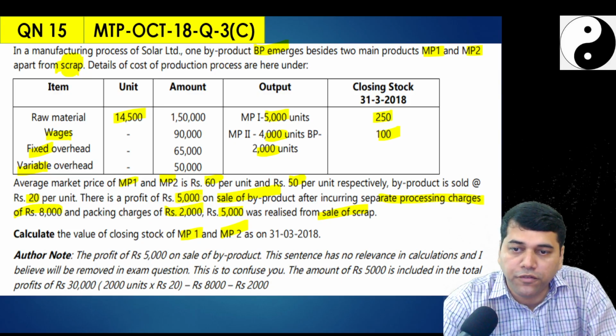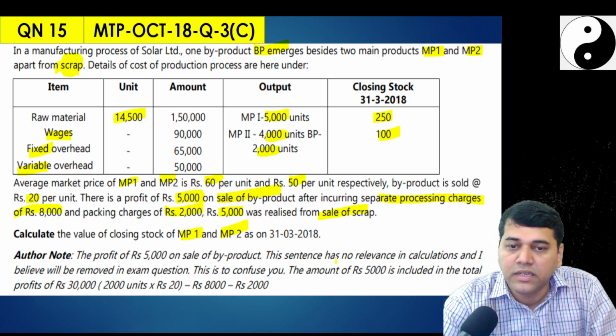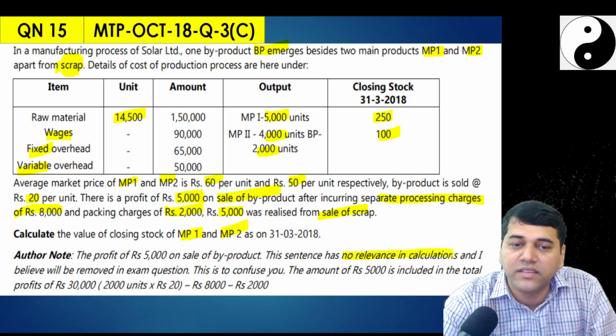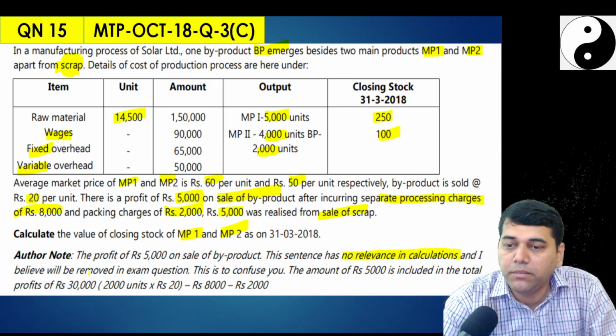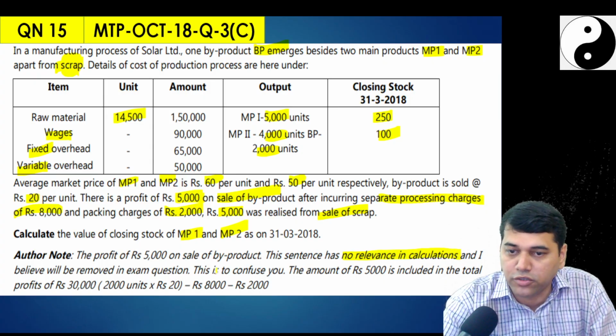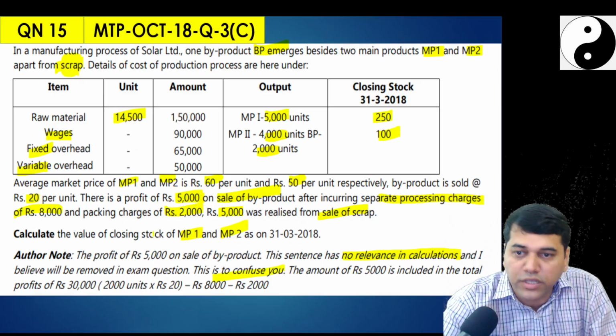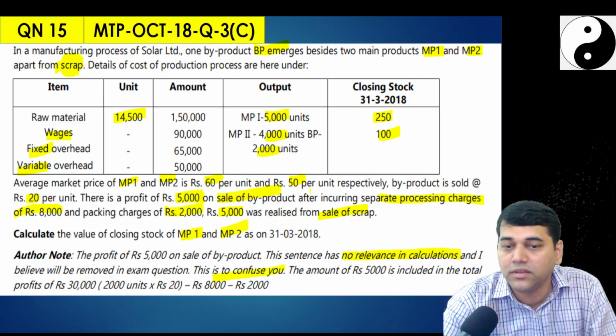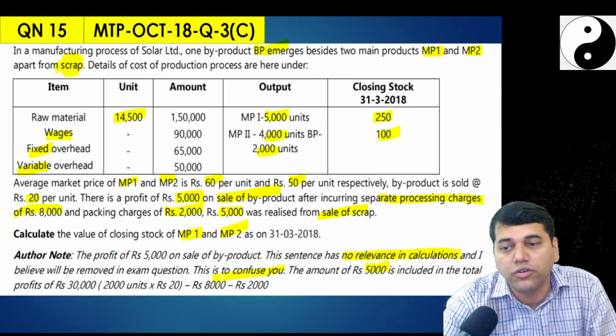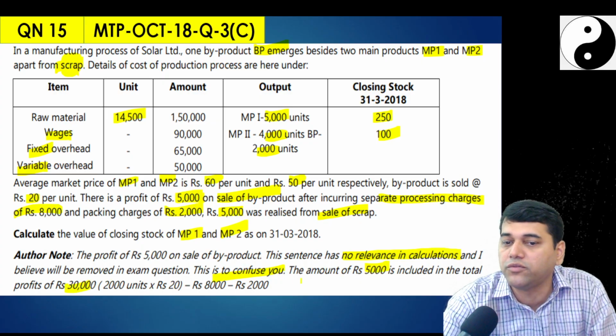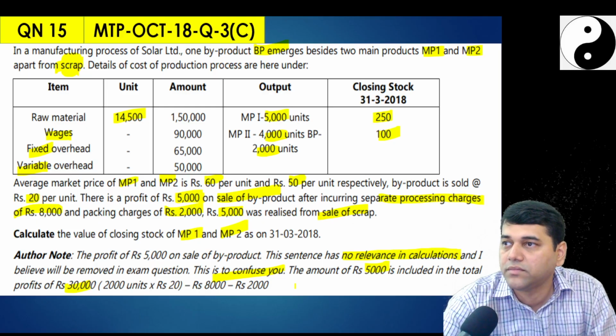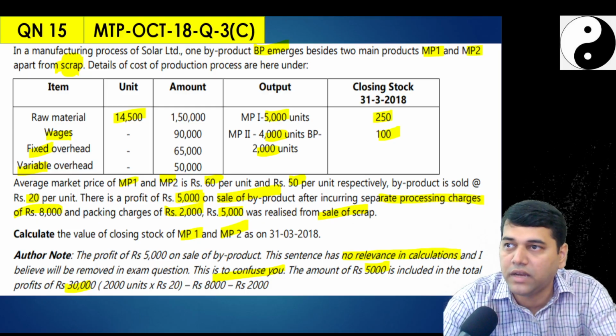There is a profit of 5,000 on sale of the byproduct. This sentence has got no relevance in calculations, and I believe that this will be removed in the examination question. This may be to confuse you that there is a profit of 5,000 rupees. The amount of 5,000 is included in the total profit of whatever 30,000 they are going to sell. Okay, so we will discuss it as we proceed now.